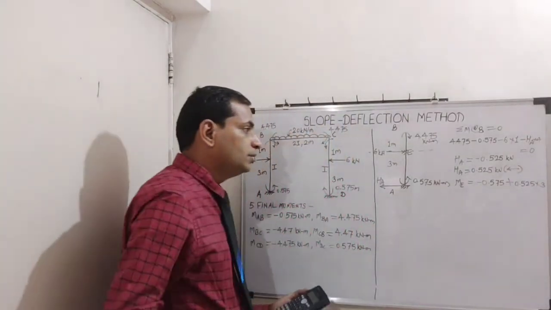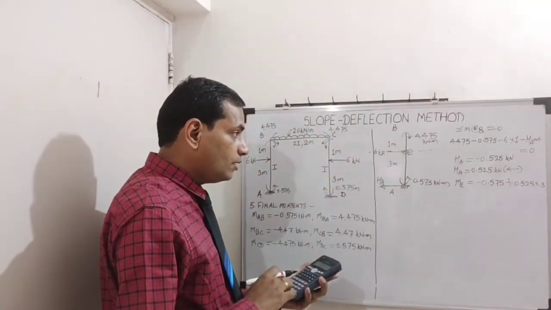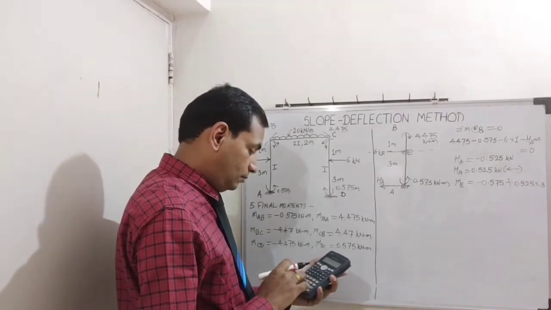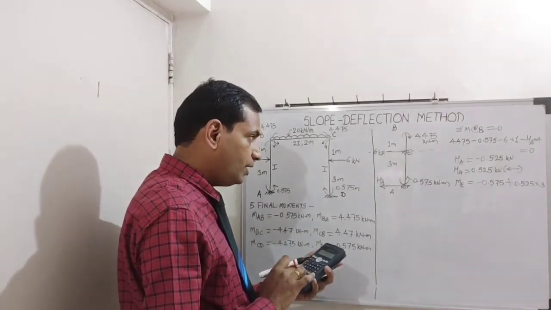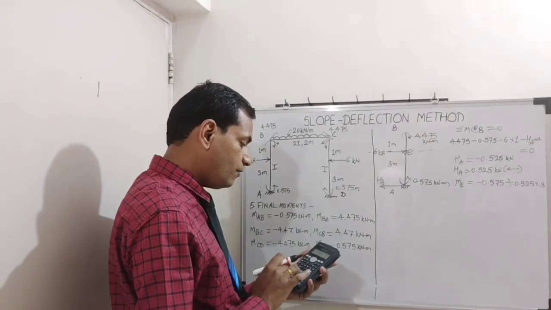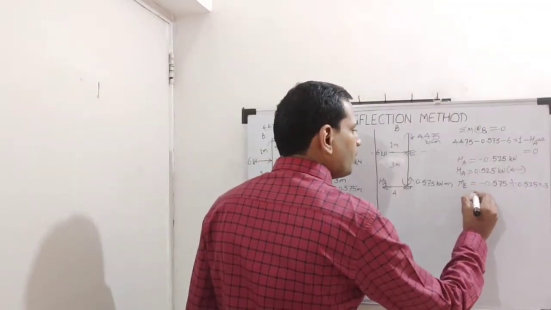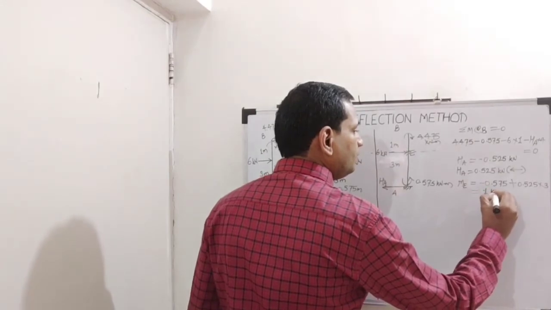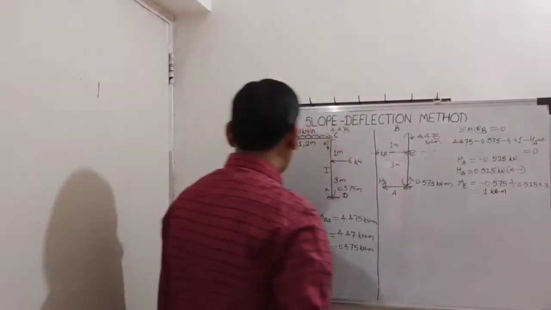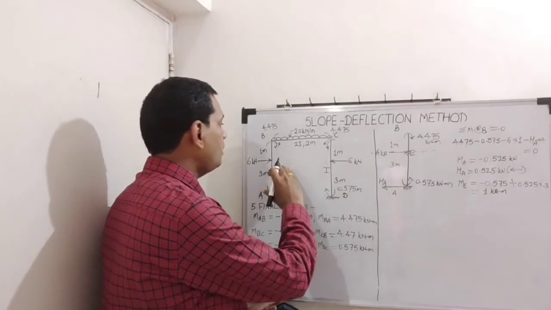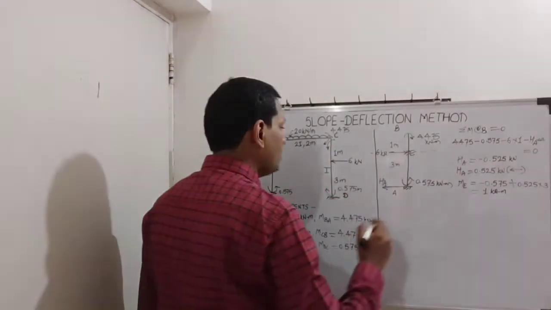That's it. So let us see. 0.525 into 3 minus 0.575. So answer is 1. This comes to be 1 kilonewton meter. Okay. So question of this column is over. Now we will go to beam BC.